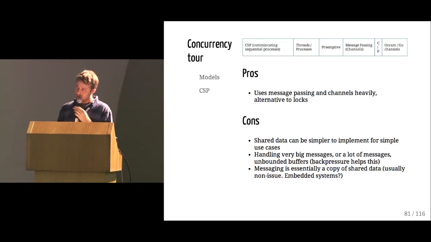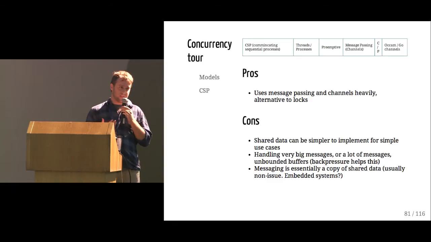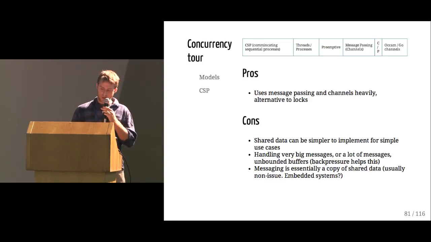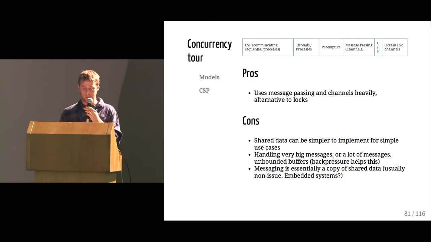And then there's the issue that if you use message passing very heavily, you need to deal with big messages, right? If you have really, really big messages, your queue is going to overflow, or you're passing tons and tons of messages continuously and you're just filling that up as well. And so you have to deal with back pressure, which helps solve these problems, but that's something you need to think of when you do channels.